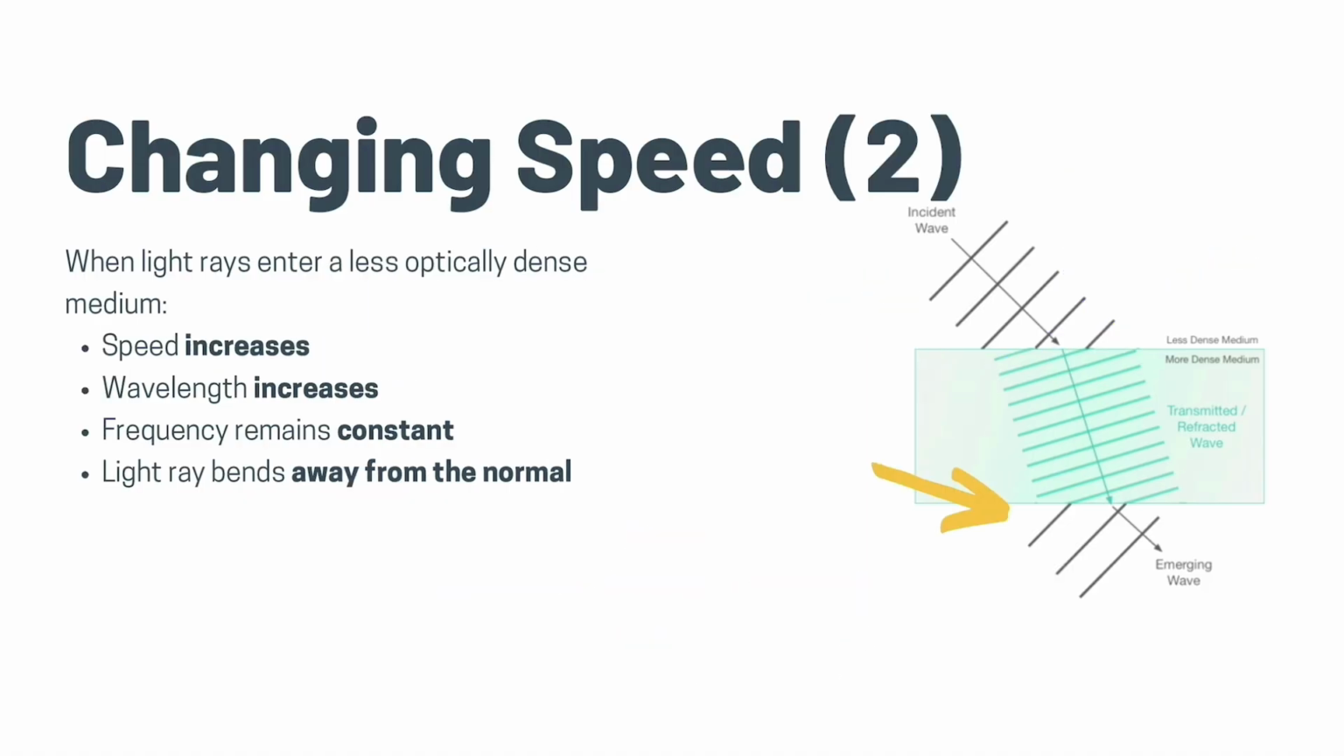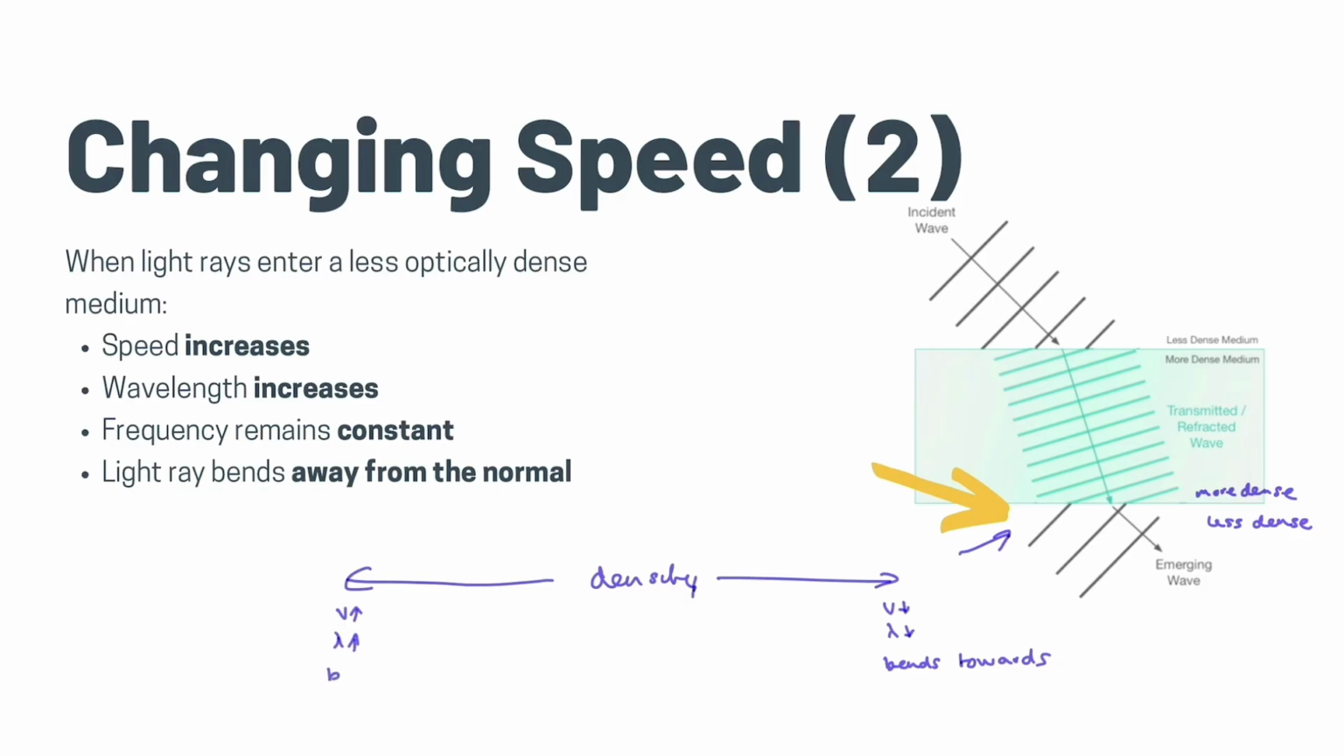I'm going to look at the same diagram, but this time I'm looking at this section here where the big arrow is. This section here is where it's a more dense medium travelling into a less dense medium. This is optical density. So we looked at this side earlier and we said these things happened. Now if we go to a less dense medium, we see that the speed increases, the wavelength increases, and it bends away from the normal.